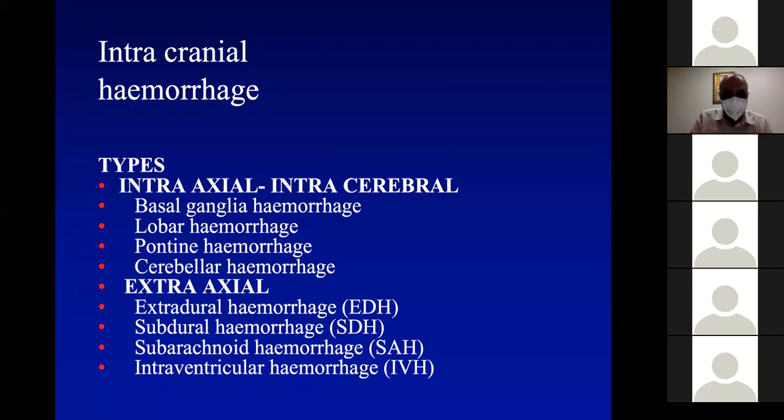So it could be extradural hemorrhage, which means outside the dura mater. Subdural hemorrhage, which means that it is beneath the dura. Subarachnoid, beneath the subarachnoid membrane, and intraventricular hemorrhage within the ventricles.